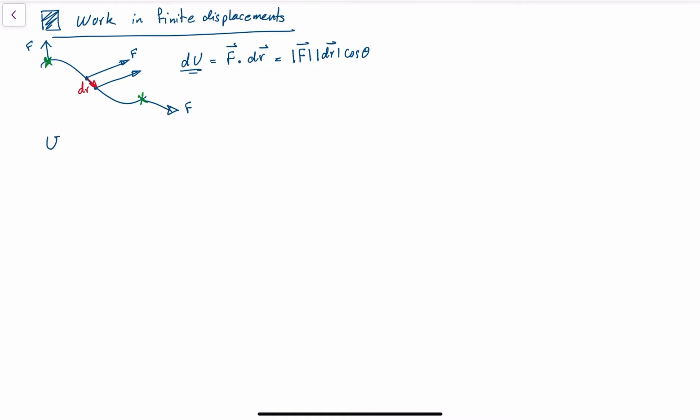Essentially, the total work from one point to another is going to be the summation of all these little quantities. Or in integral form, it is the integral of dU as you go from point 1 to point 2. But what does that integral look like? To see that, let me draw this again. I have a beginning and end of a motion going from point 1 to point 2.